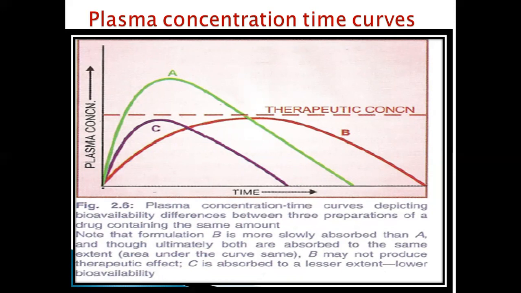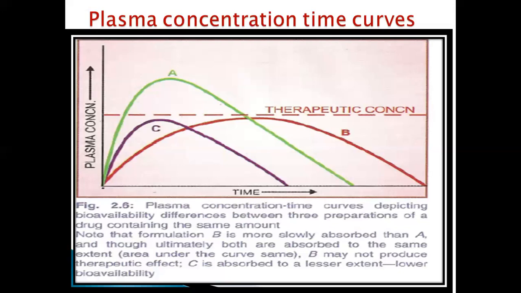For formulations A and B, the areas under the curves are identical. Formulation A would produce quick onset and short duration of action compared to formulation B, whose effect would last much longer. Formulation A would produce quick onset and short duration of action. Formulation B will show an action which would be longer.